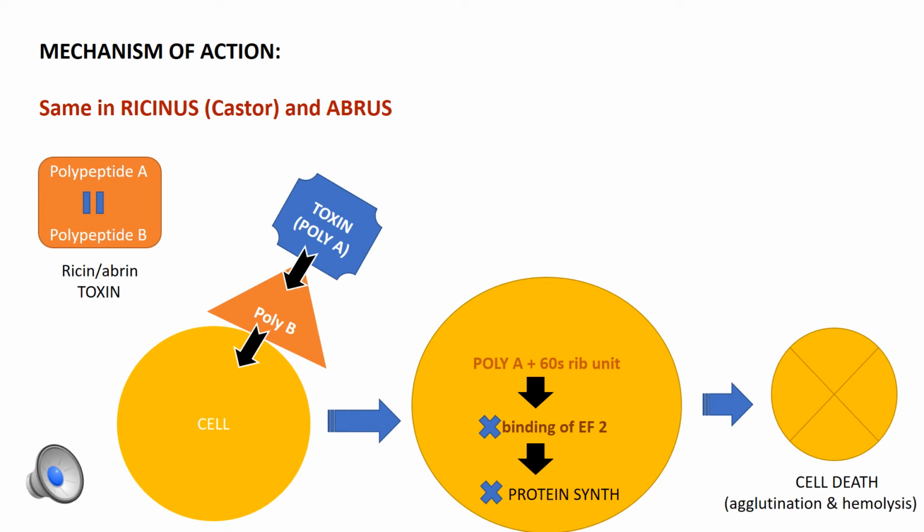So this is the mechanism of action. The ricin or abrin toxin is usually composed of polypeptide A and polypeptide B, which are connected by a disulfide bond.